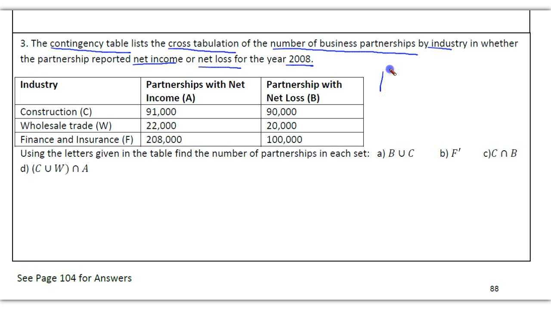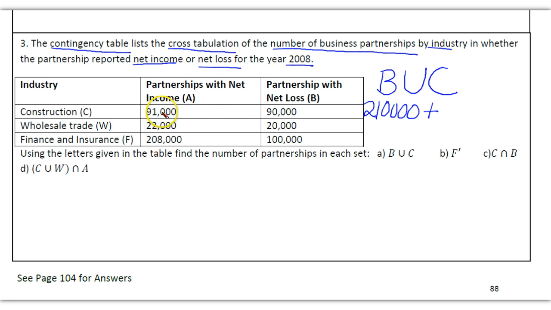So for letter A, we're doing set B in union with set C. Well, what is set B? Well, B here would be the sum of these three when they're added up, and I did this ahead of time, is 210,000. We're now going to have that in union with letter C.